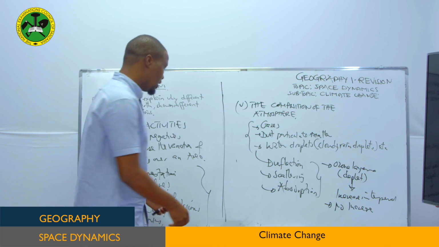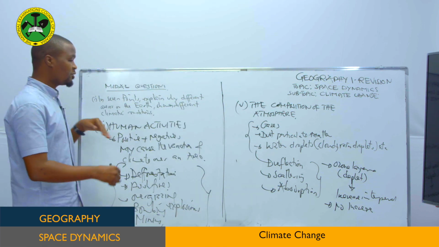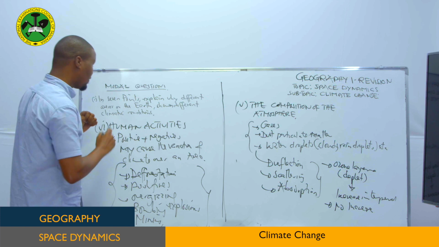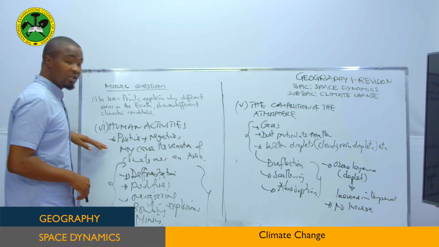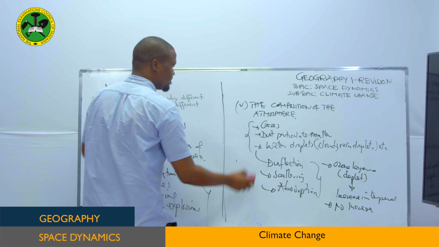Okay, because the question asks, in 7 points, explain why different areas on the Earth show different climatic conditions. So this is the 6th point. Let's finish with the 7 points.